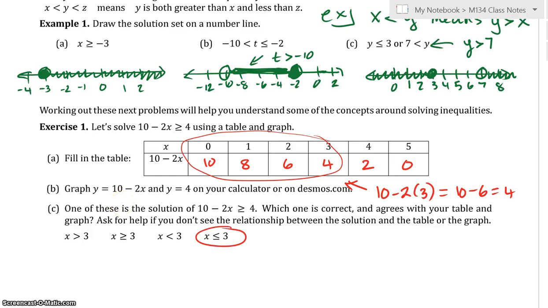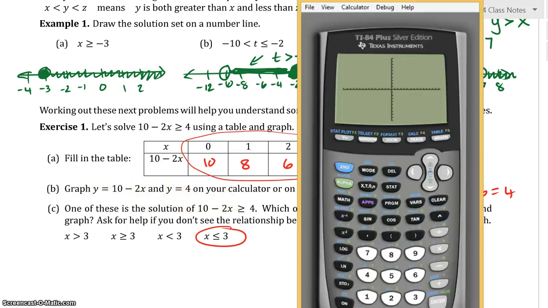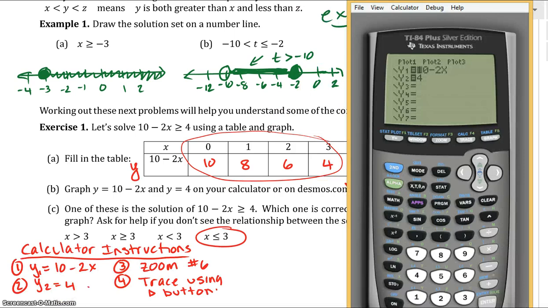Let's do part B. How would we do this on our calculator? So let's go ahead and follow these instructions. Let's graph the expression y equals 10 minus 2x and y equals 4 on our calculator. So what would we start off with here? Oh yes, to graph we have to hit y equals. So we're going to hit the y equals button and type in 10 minus 2x. And then on the y2, let's type in a 4. Over here on the left are the instructions. So in y1, I typed in 10 minus 2x, and y2, I typed in 4.